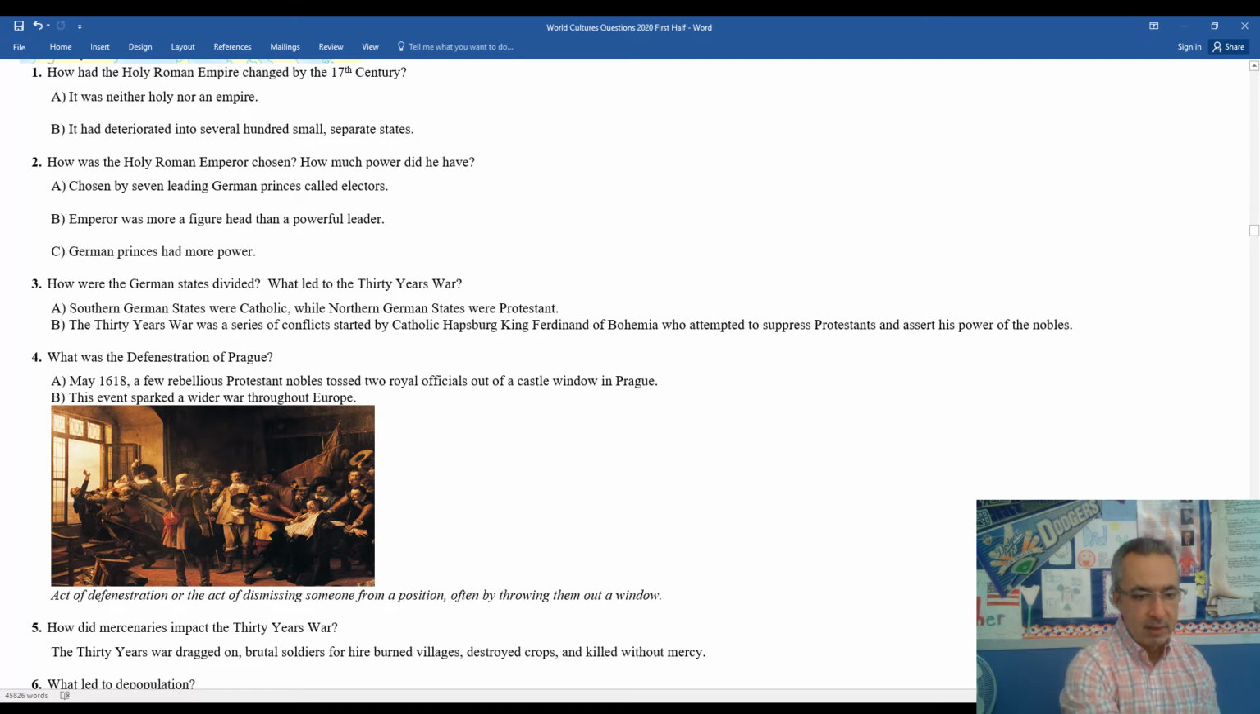Four, what was the defenestration of Prague? May 1618, a few rebellious Protestant nobles tossed 2 royal officials out a castle window in Prague. This event sparked a wider war throughout Europe. The act of defenestration, or the act of dismissing someone from a position, often leading to them being tossed out a window. So kind of a weird term in history, but it does exist.